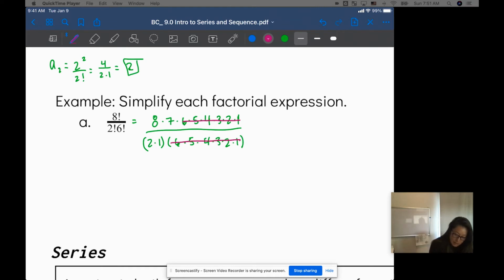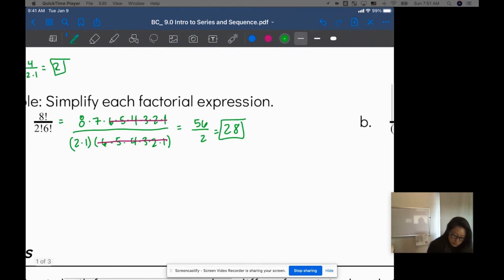And then there's nothing to cancel with the 2 factorial. So we end up with just 8 times 7 over 2. So 56 over 2, which is 28. Okay, so a lot of the factorial stuff cancels out.